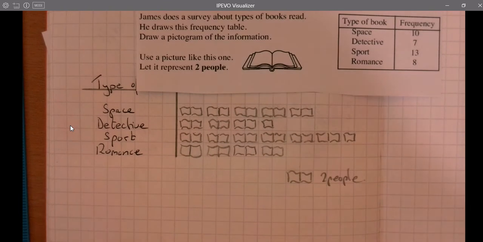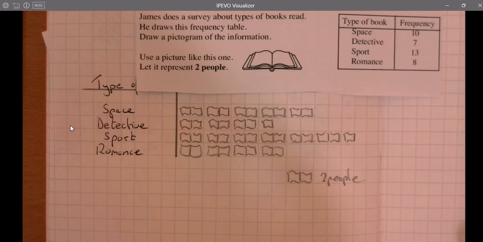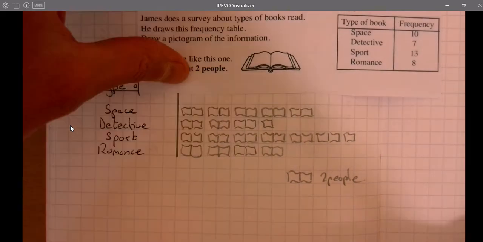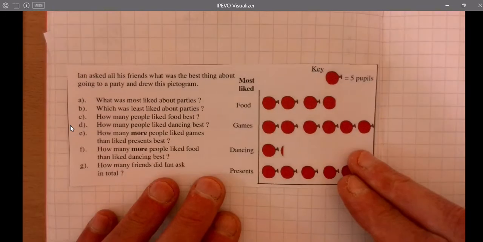So let's have a look at a question. There's a question about drawing the pictogram itself. So let's have a look at one that's already been drawn for us, and then we're going to answer some questions about it. Right, so here we go. I've got one here. So got Ian.